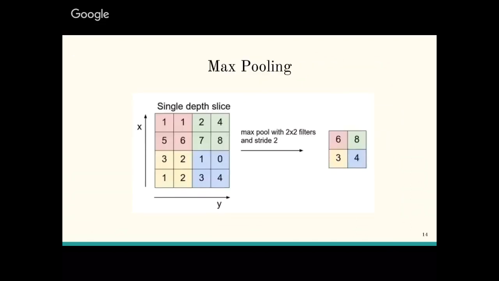And another concept we use in CNN is max pooling, which is very simple to understand. We just extract the max value of each sub-region of the original picture. For example, in this example, we extract the max value of each 2 times 2 region.